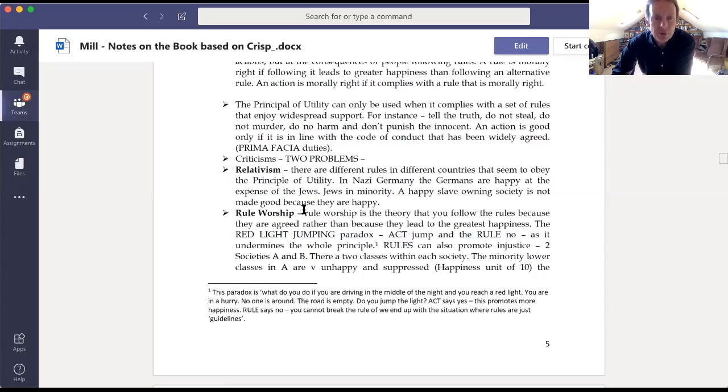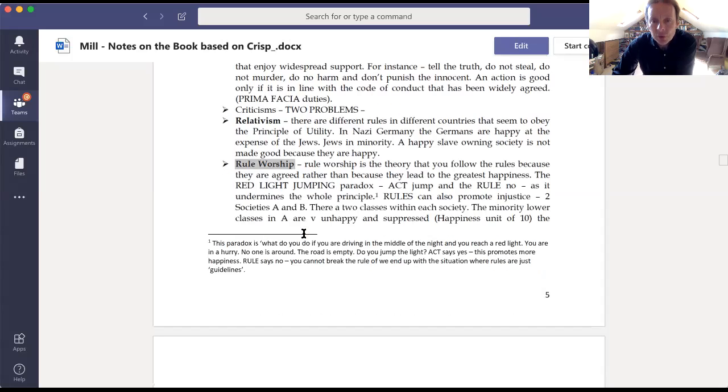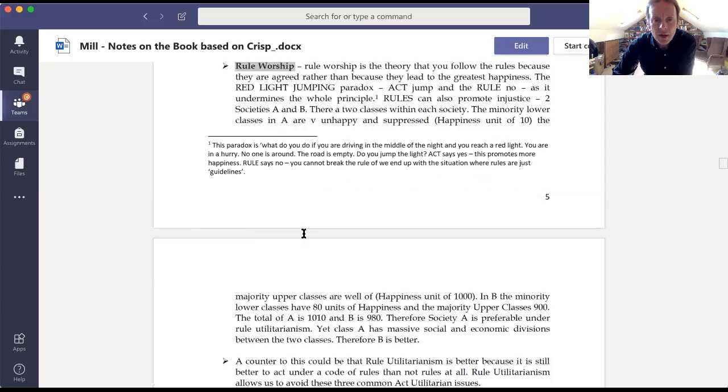Another claim is that it can lead to rule worship. You know, Dickens said the law is an ass. Sometimes the law can be unbending and unchangeable. And act utilitarians are quite prepared to reform and change the laws, even to break them. But rule utilitarians, strong rule utilitarians, would be very reluctant. You'd need to have an overwhelmingly good reason to jump the red light, or to break the speed limit, or to go against the rule of law.